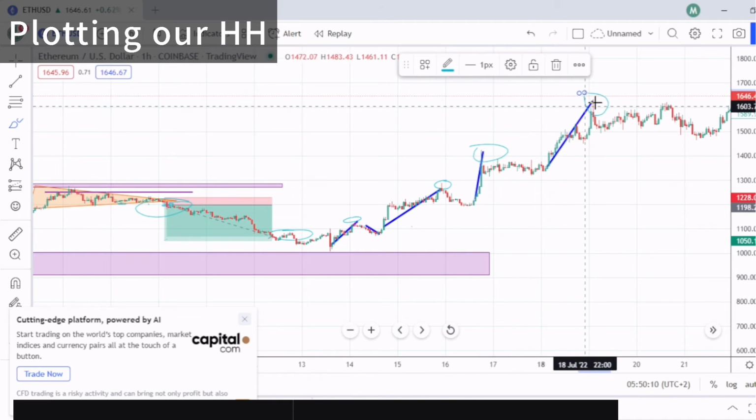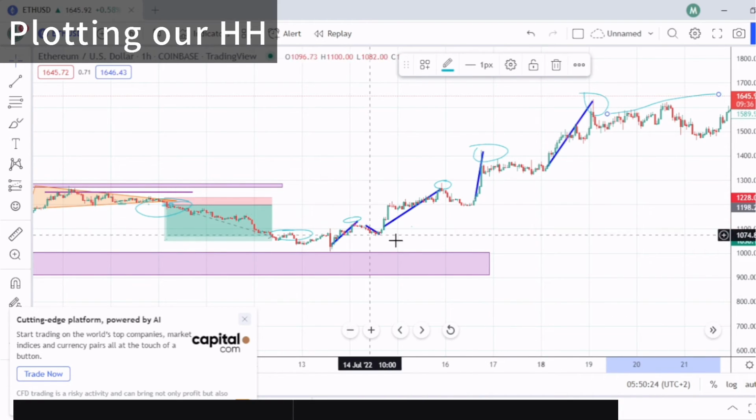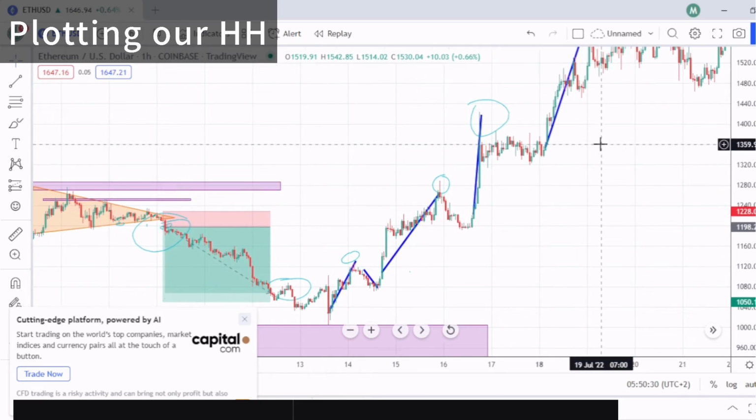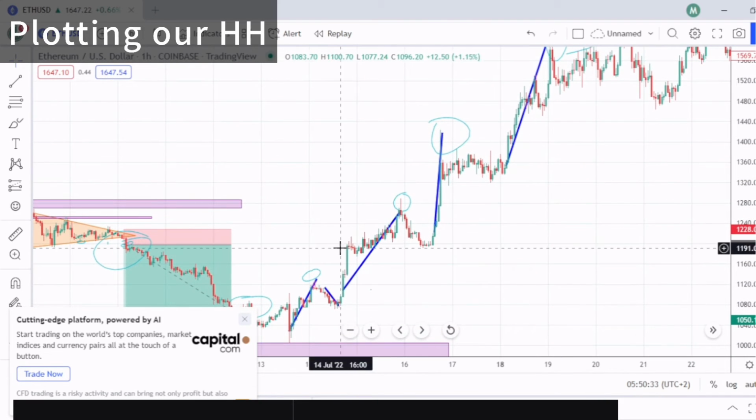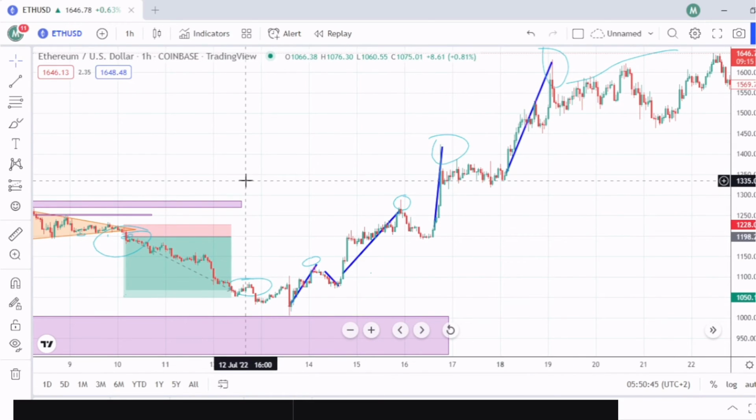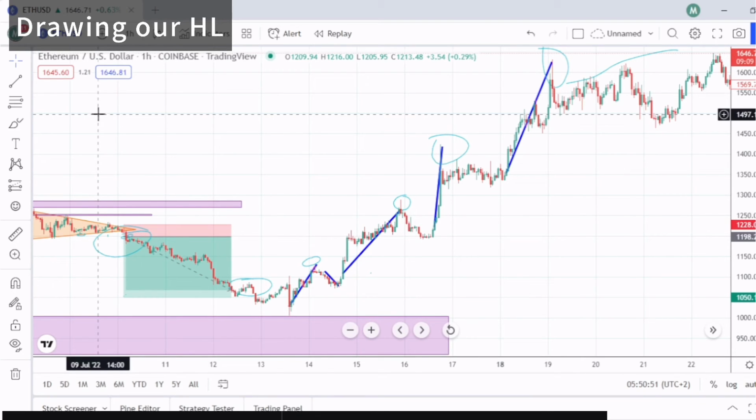Same here, same there. This is almost the same level, or the trend was starting to change up here. So we've identified that the market is making these higher highs. Then what's next is for us to be able to identify whether the market is making higher lows.